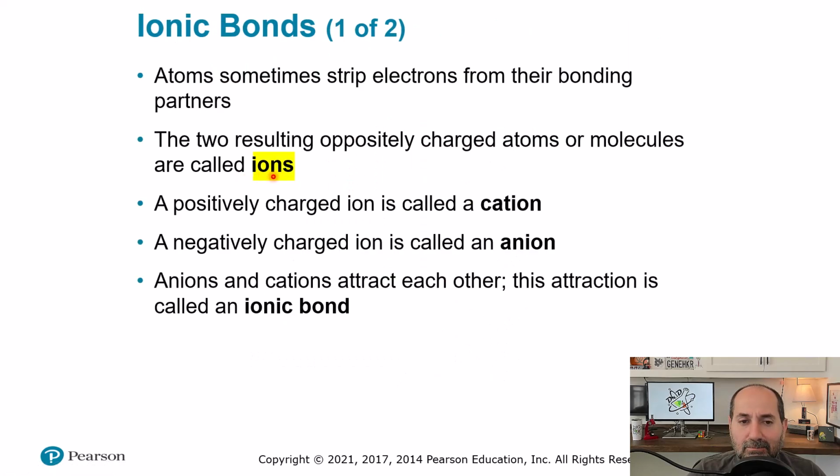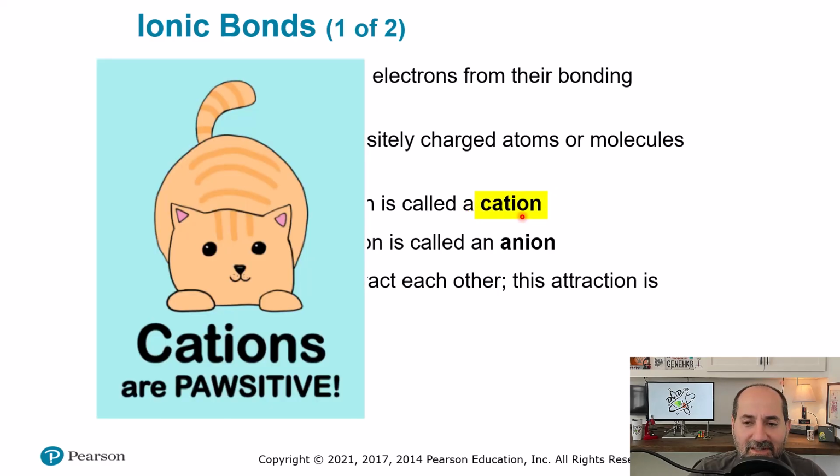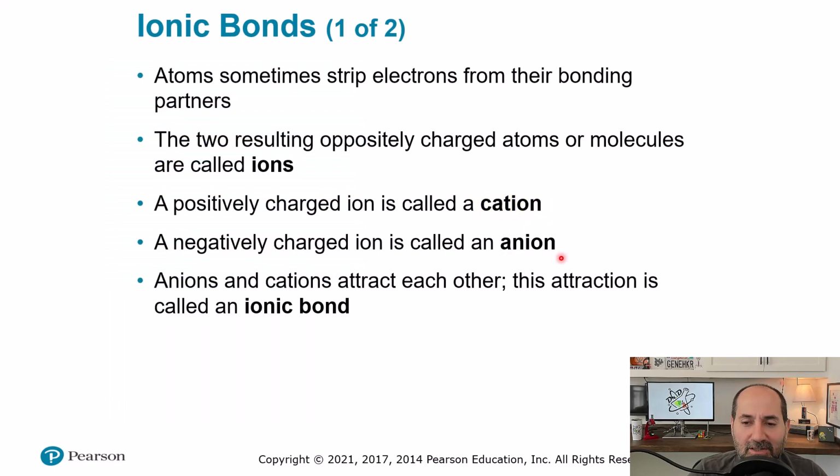So remember Na plus or Cl minus for salt, right? Those are ions because I don't see a little partial charge, right? Ions have a plus or a minus charge of some kind. And if it's a plus ion, it's a cation. Remember, cations are positive things. And if it's a minus charge, that's an anion. And the bond that forms between a cation and an anion is called an ionic bond.